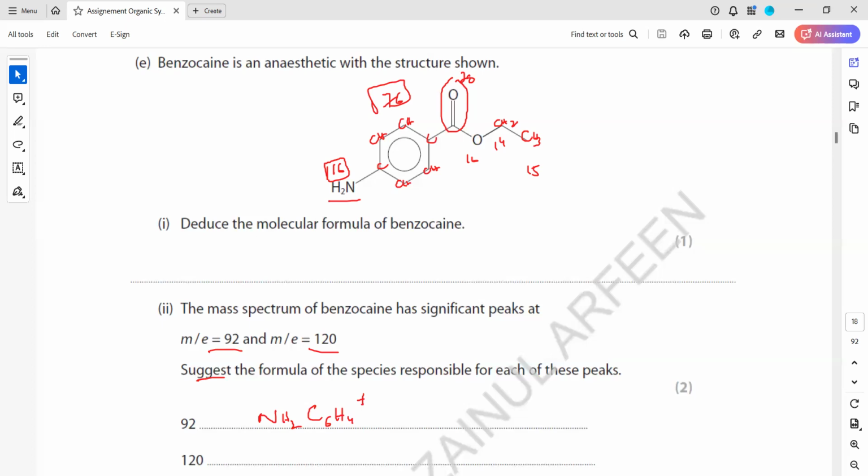Or you can also write all of them together. Then 120. So 92 plus 28. If I add 92 plus 28, that makes 120. So the other is actually NH2, C6H4, and then CO. And then don't forget to write the charge on that.